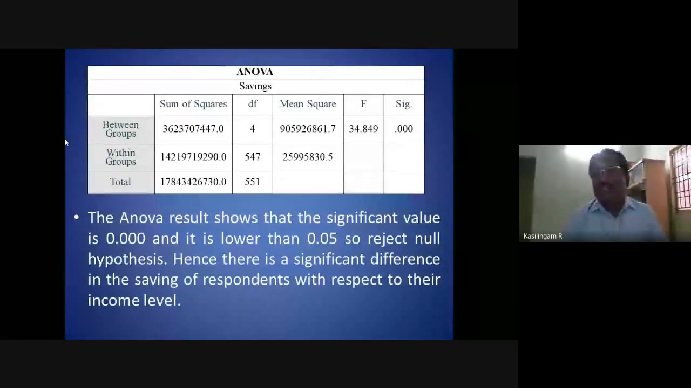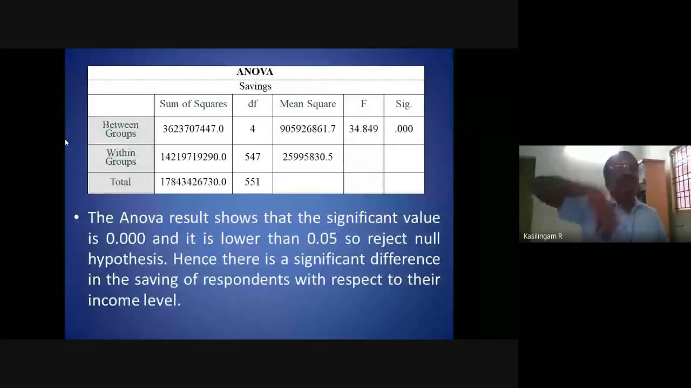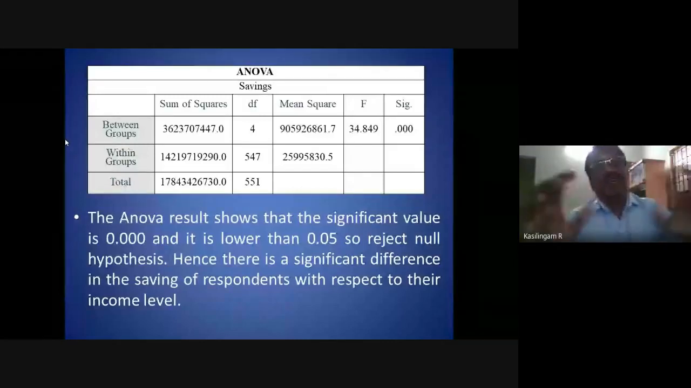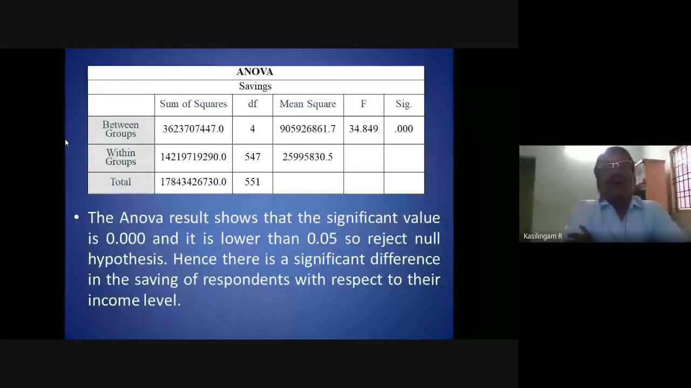Now between groups. In the categorical variable, that is the group. How many groups do I have? I have 5 income categories, 5 groups. So 5 minus 1, so 4. We can put which group you belong to, except the final group. When he is not belonging to these 4 groups, it means he is in the 5th group. That is presumed, that is not freedom. So between groups is 4. Then within groups is 551 minus 4, which is 547.